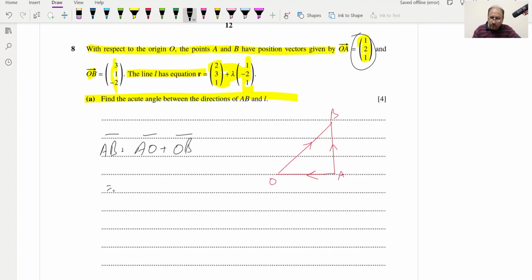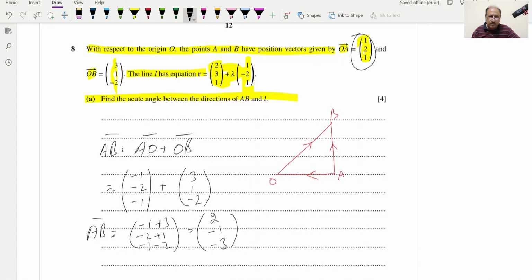OA is provided, so the negative of that one will be -1, -2 and -1. This will be AO, and OB is given, which is 3, 1 and -2. Now we can add these, and our AB vector will be -1 plus 3, -2 plus 1 and -1 -2, and this will be equal to 2, -1 and -3. So this will be the column.